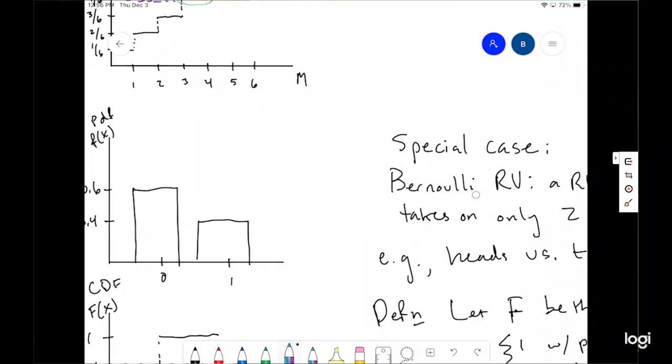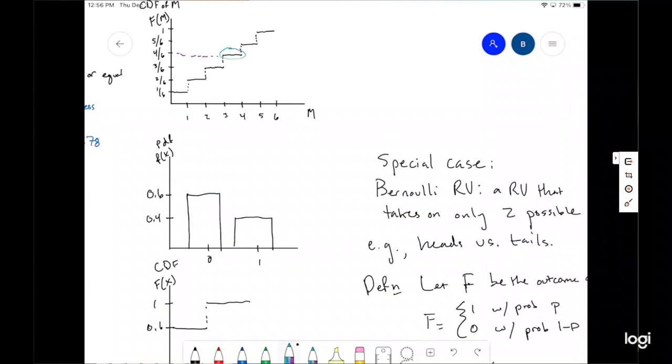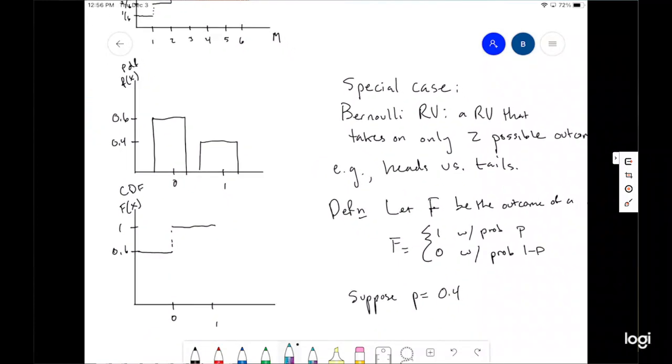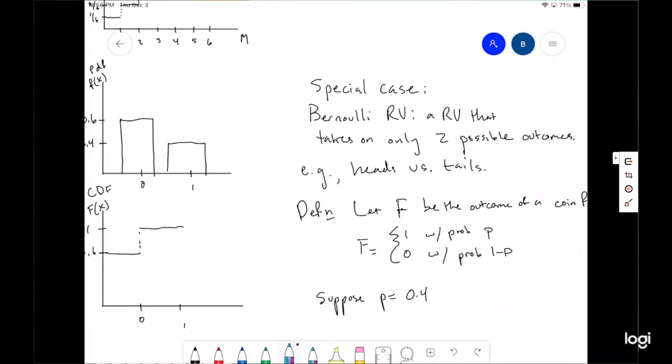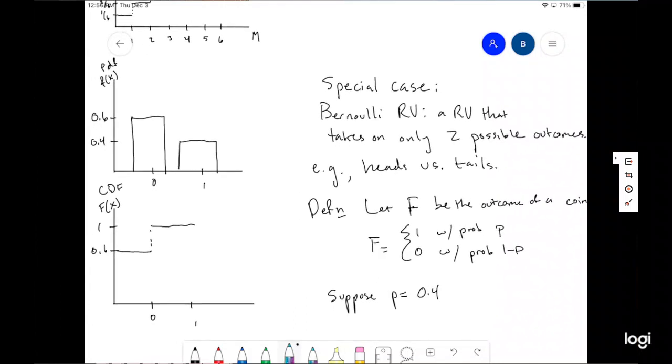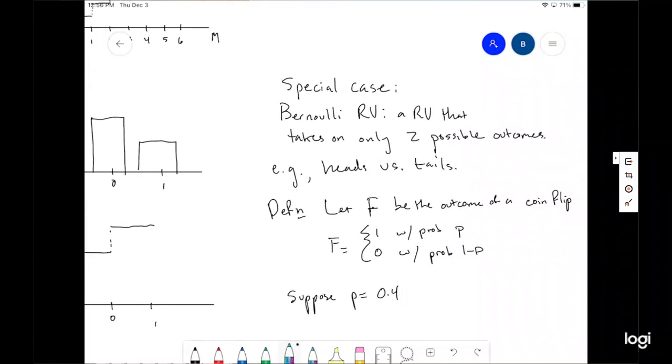Now let's look at a special case called a Bernoulli random variable. A Bernoulli random variable is a random variable that takes on only 2 possible values, usually defined as 0 or 1. An example might be heads versus tails. We might define heads as equal to 0 and tails as equal to 1. So let's define F to be the outcome of a coin flip. So capital F is equal to 1 with probability P, and 0 with probability 1 minus P.